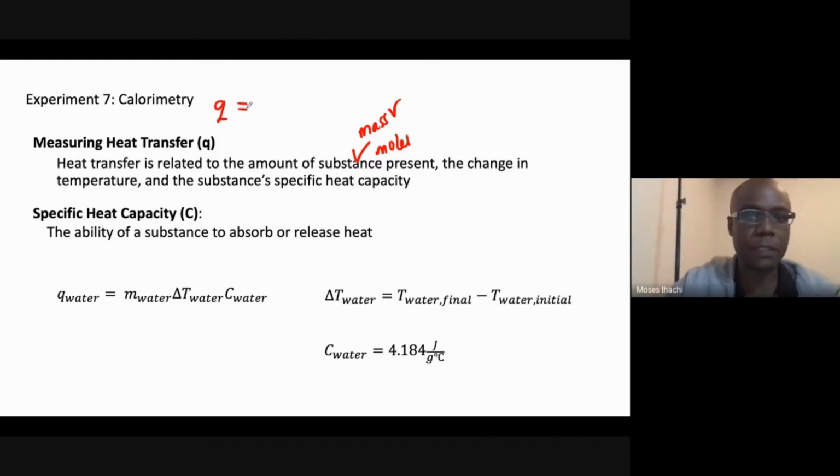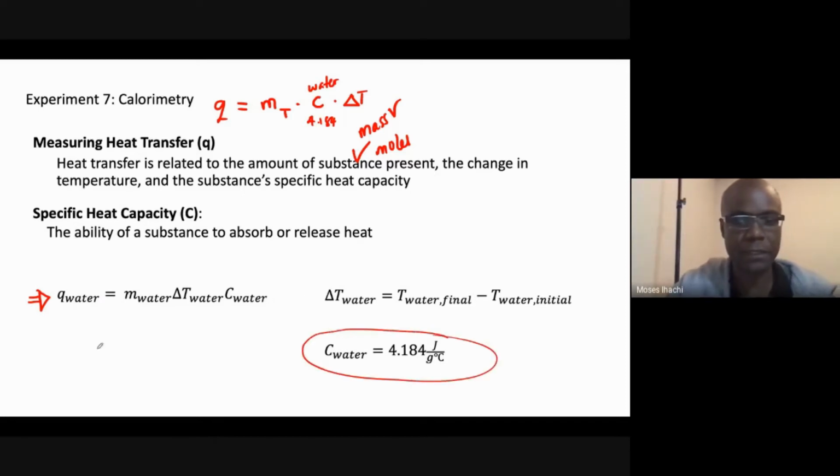What I mean is Q is given by the mass, in fact the total mass of the reactants in the system, multiplied by the specific heat capacity. In this case, it's going to be that of water, which is 4.184. And then we are multiplying that by the change in temperature. Whether the temperature is rising or decreasing, that's what we'll use. It might be positive or negative. So that's the equation you're seeing here. If you're only considering water, Q, the heat energy in the water, will be m delta T times c. Remember, specific heat capacity is 4.184 joules per gram per Celsius.